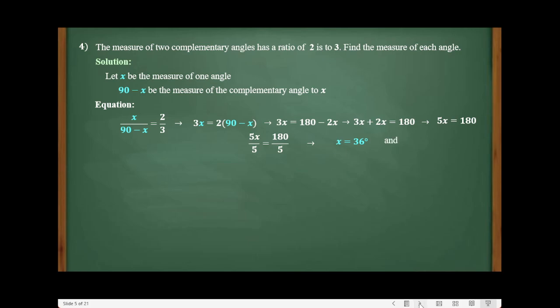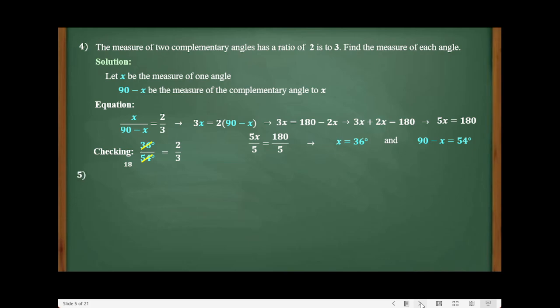Now, to get its complement, we take the expression 90 minus x. And we know x is 36. So 90 minus 36 is 54. So the two angles are 36 and 54. So they have the ratio of 2:3. Okay, by checking, 36 degrees is to 54 degrees. When you simplify the ratio, it will give us 2:3. So we drop their common factor, which is 18.